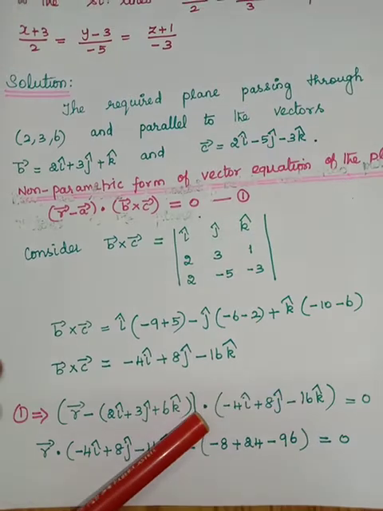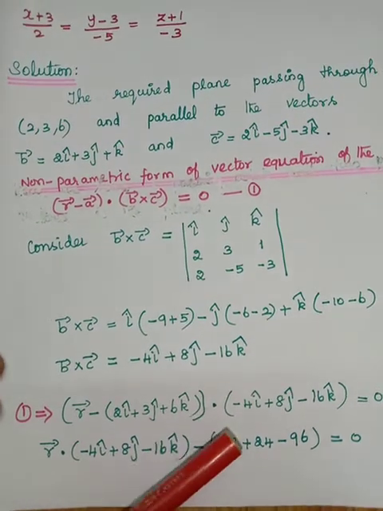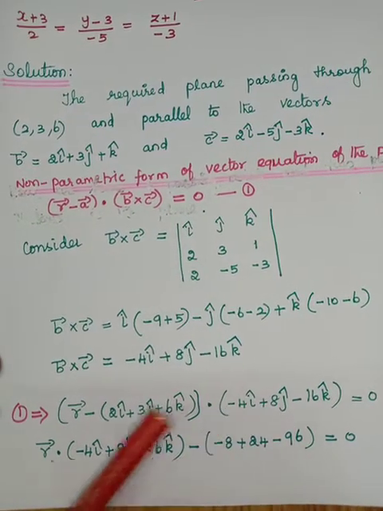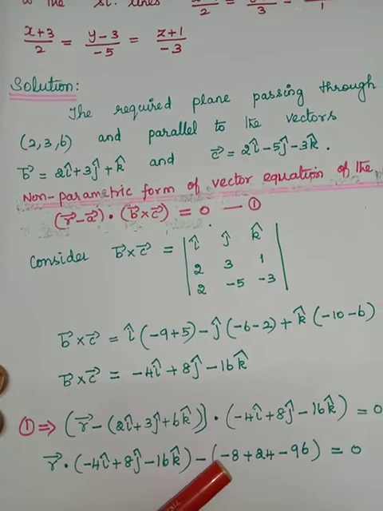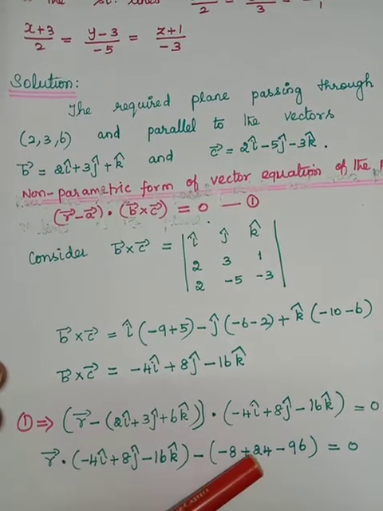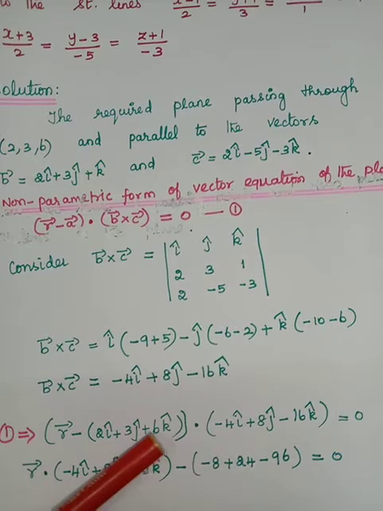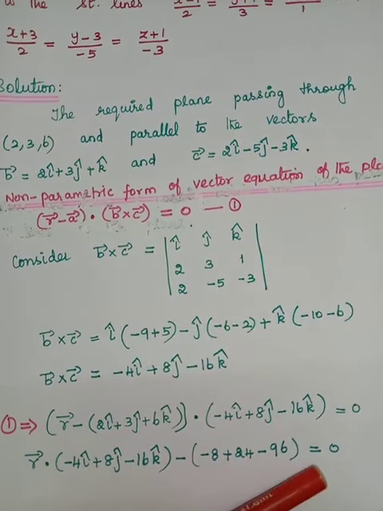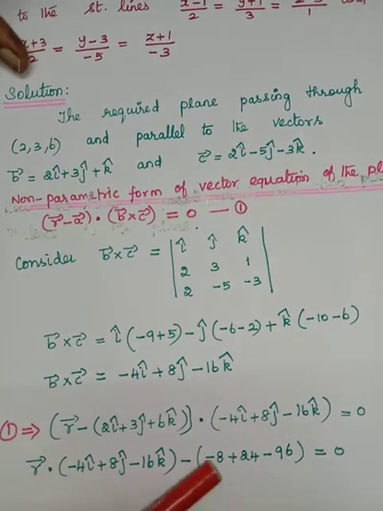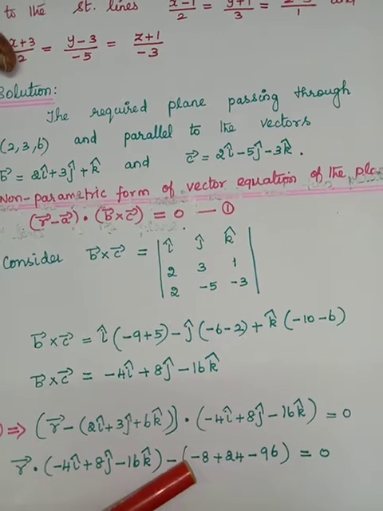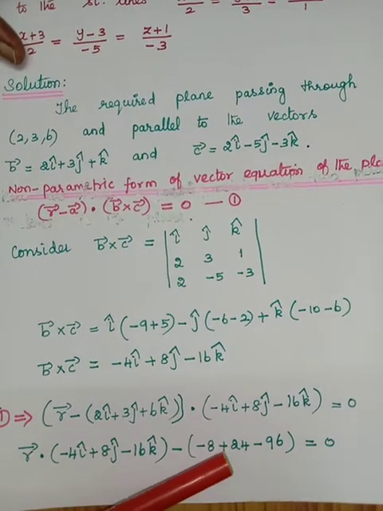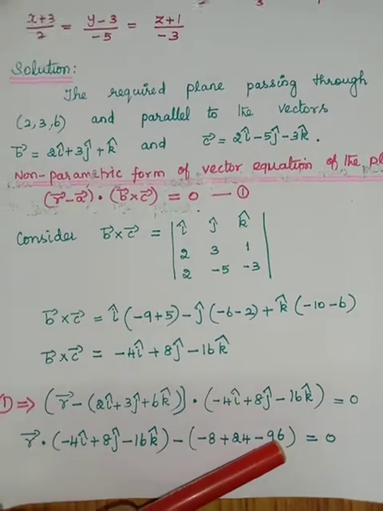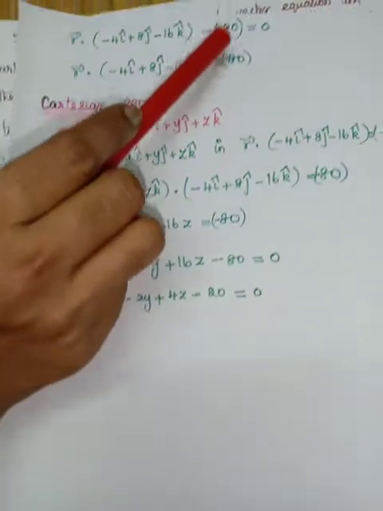How to take the dot product? You have to multiply the same components. Minus 4 into 2 is minus 8. 8 into 3 is 24. Minus 16 into 6 is minus 96, equal to 0. So when you evaluate, minus 8 plus 24 is 16. 16 minus 96, that is minus 80.